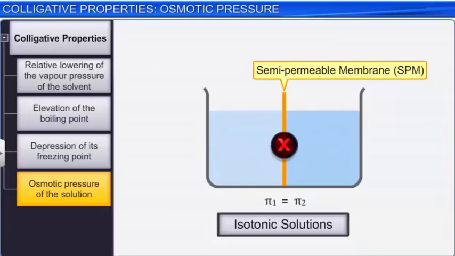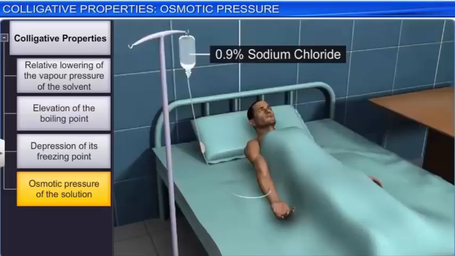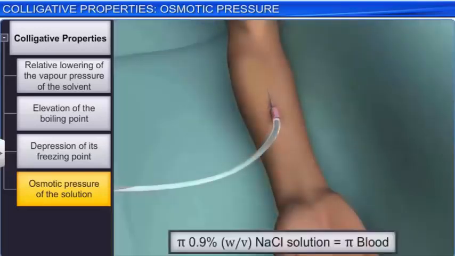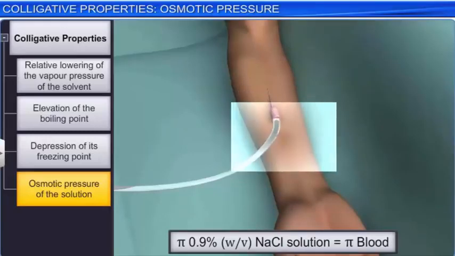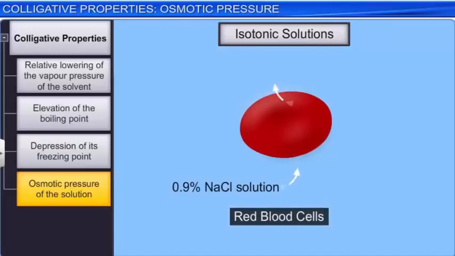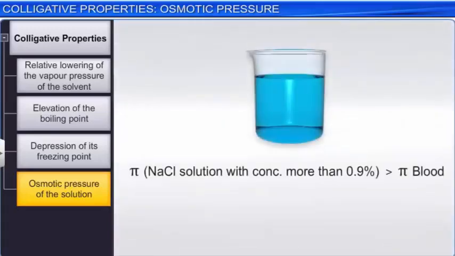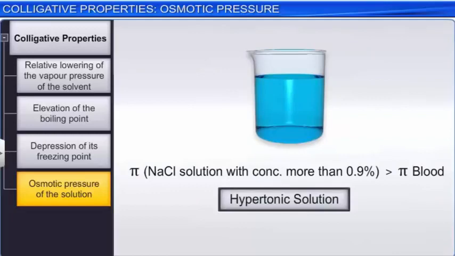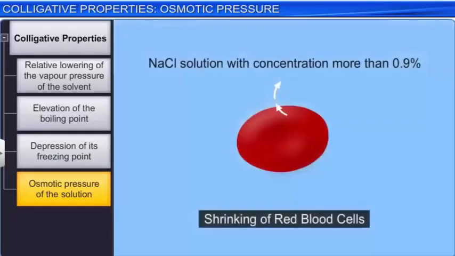It is because of this reason that in an intravenous injection of 0.9% mass by volume sodium chloride solution, called normal saline solution, is used, since it is isotonic with the fluid inside the red blood cells. A pure sodium chloride solution with the concentration more than 0.9% mass by volume is called a hypertonic solution. And red blood cells shrink when placed in this solution.